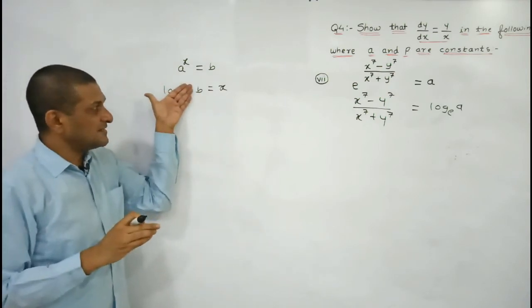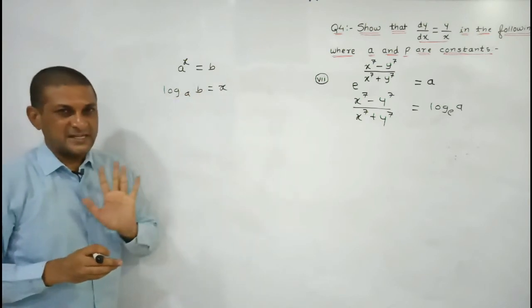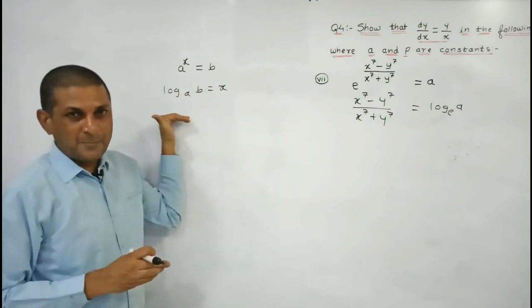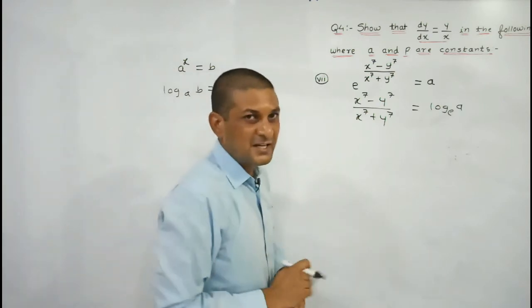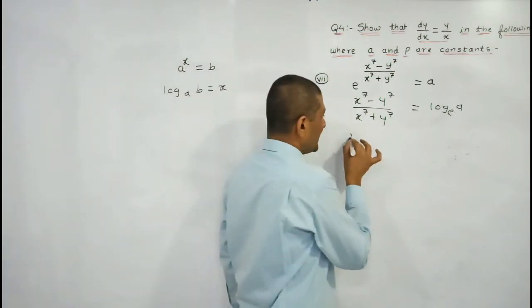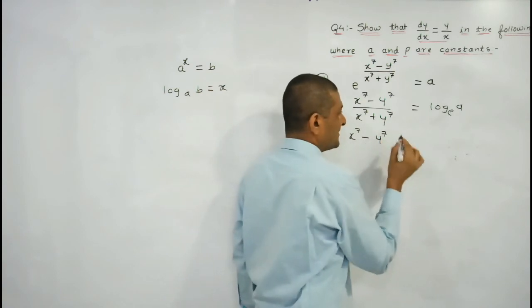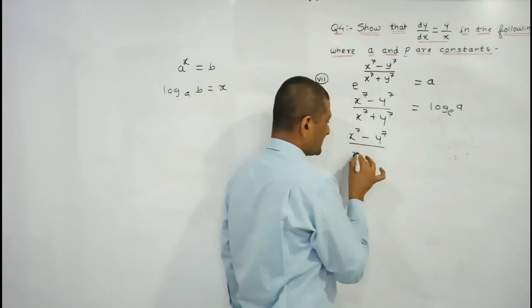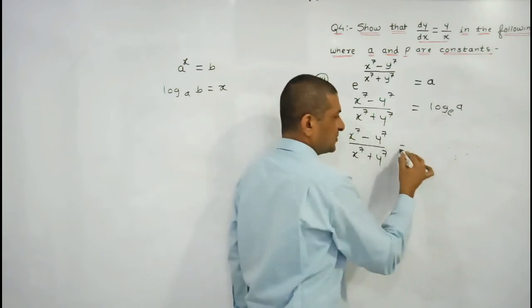The log term we took on the right hand side and the power we took on the left hand side. Getting it? So we have applied this definition of logarithm to simplify it. Hope it is clear to you. So here x raised to power 7 minus y raised to power 7 divided by x raised to power 7 plus y raised to power 7 means we are not disturbing the left hand side.